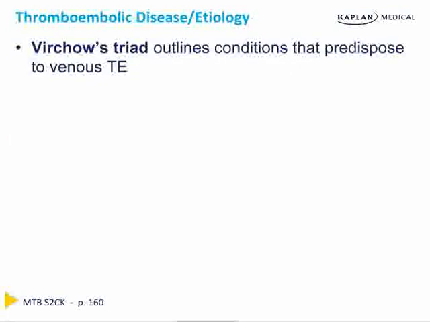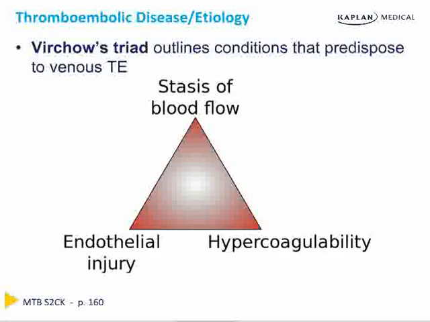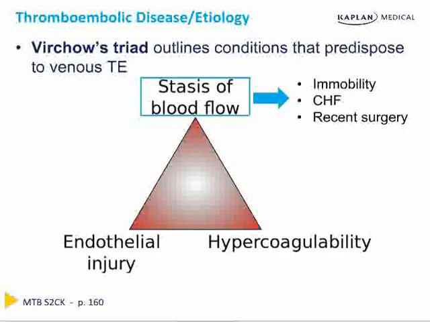We often think about the etiology of thromboembolic disease as defined by Virchow's triad, which outlines the conditions that predispose to venous thromboembolism. The first of the 3 parts of the triad is stasis of blood flow. This could be immobility, secondary to perhaps a recent surgery, or a patient with poor forward flow, such as one with severe CHF.